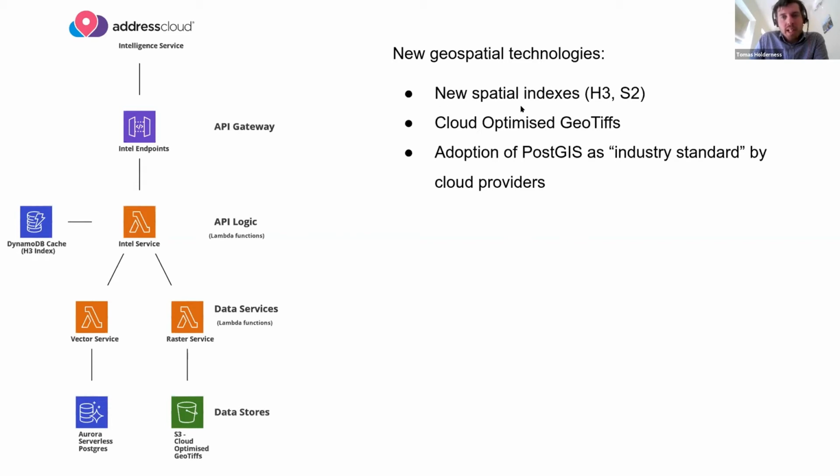We've got new spatial indexes. We're using the H3 index. I'm going to talk about that in a second. Other similar spatial indexes like Google's S2 are also available. We're using cloud optimized geotiffs, a backwards compatible specification to the geotiff format, which makes it a cloud first format, and files can be accessed directly using HTTP calls. And we've also seen that the adoption of PostGIS is effectively the industry standard for interfacing with spatial data in a relational database. Both Amazon Web Services and Google now offer PostGIS compatible scalable serverless spatial databases.